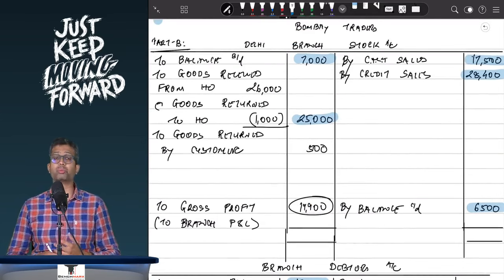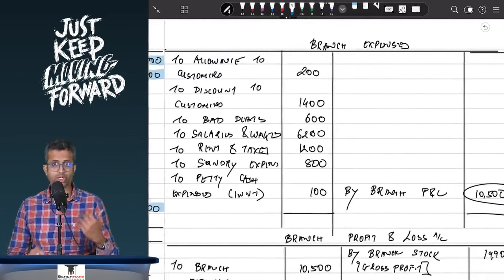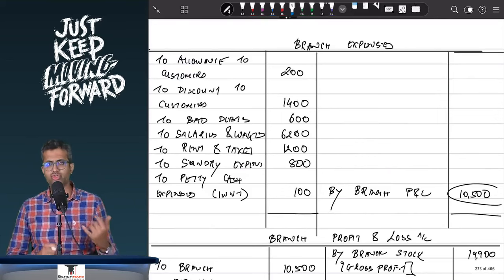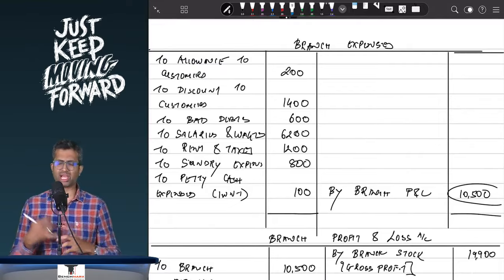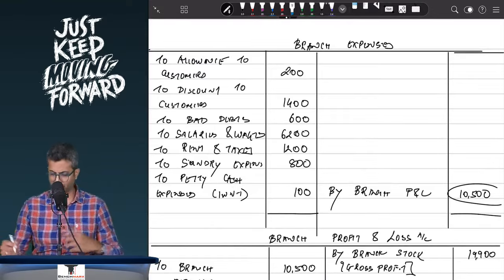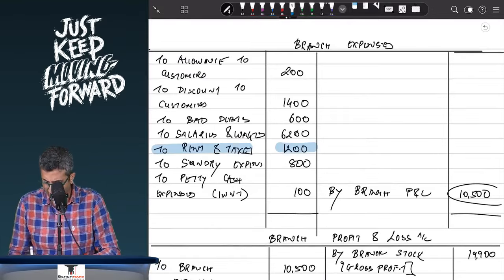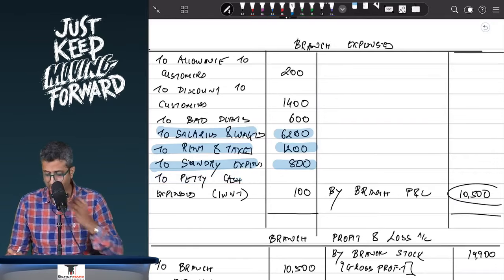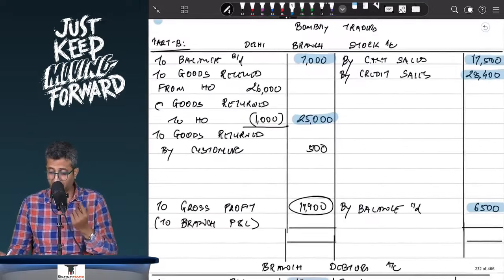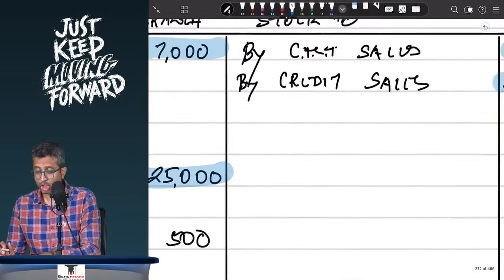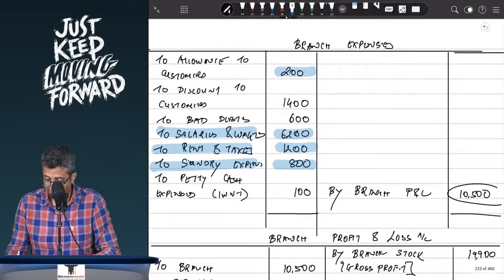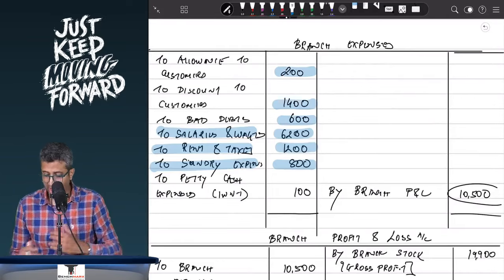But you also have to prepare the branch expenses account. So over here, there are certain branch expenses which are paid, like salary, rent. A lot of these expenses may be paid by the head office, but these are expenses. Now, beyond this, there are certain other costs which were not reflected. Why? Because you did not take cash collection here. You took the credit sales. So something like allowance, something like discount, something like bad debts will come over here.